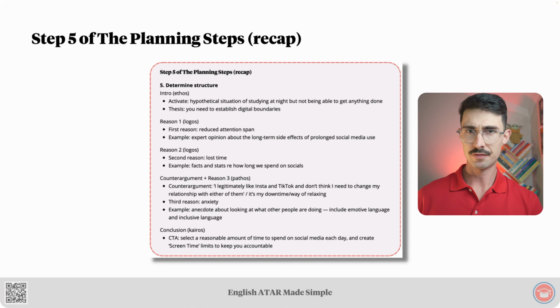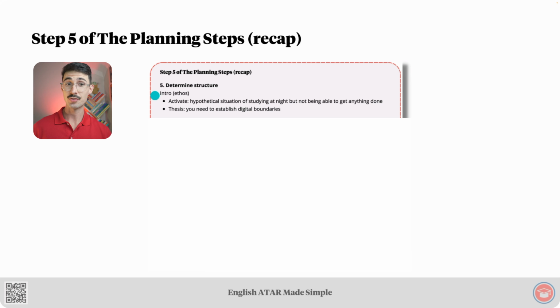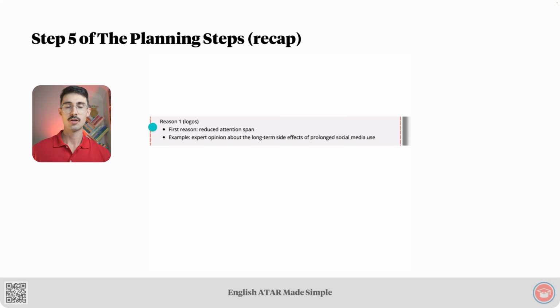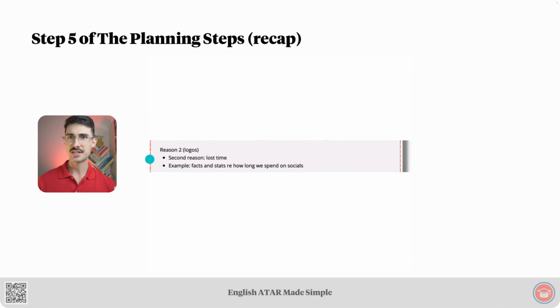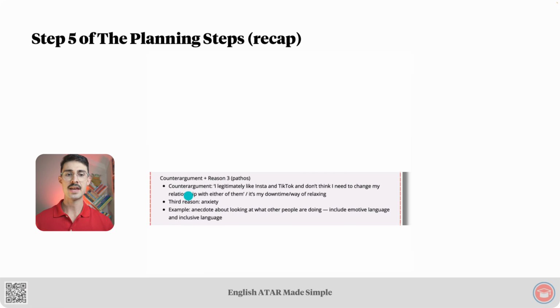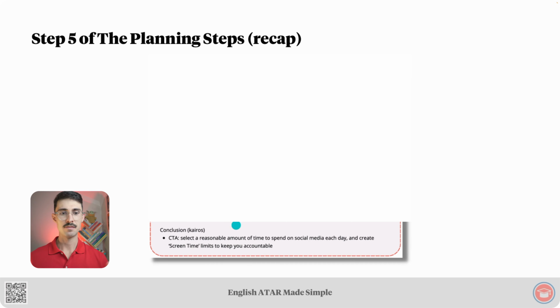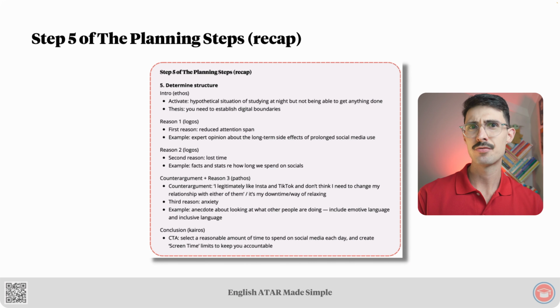In step 5 of the planning steps, we outline for the introduction what the activate and thesis is. For the first body paragraph, what our first reason is and what our example that we'll use to back that reason up is. We do the same thing for the second body paragraph. And then in the third and final body paragraph, we also map out what our counter argument will be, then our third reason, and then the example that backs that third reason up. Finally, for the conclusion, we state what our CTA, or call to action, will be. Pause the video now and have a read of the following underlined elements.